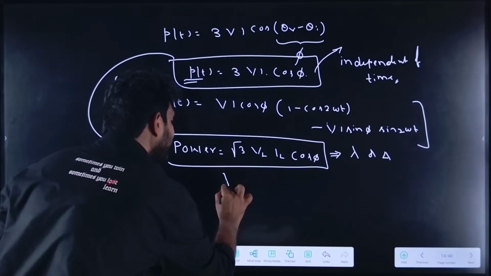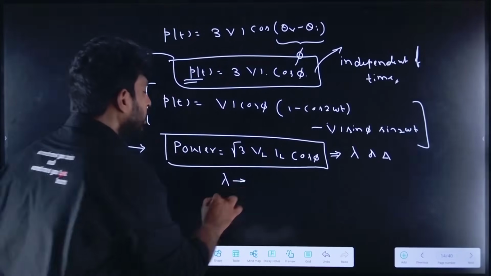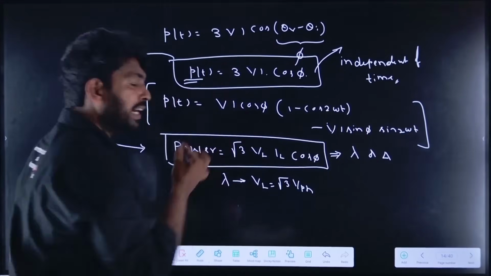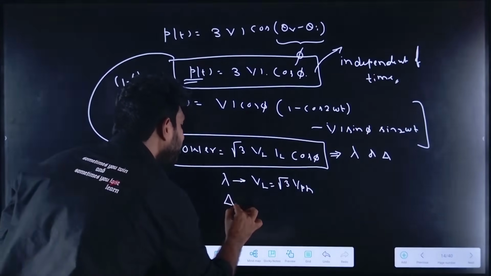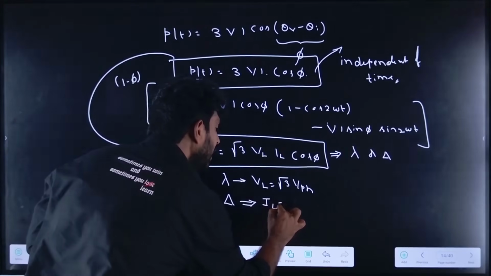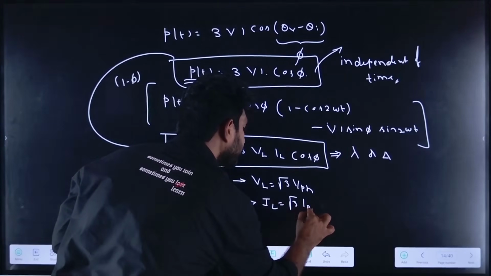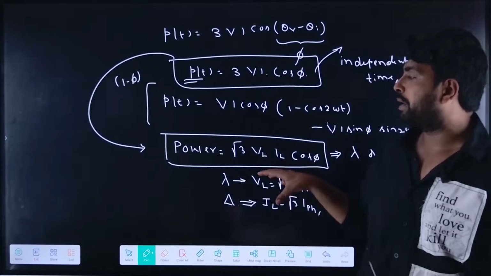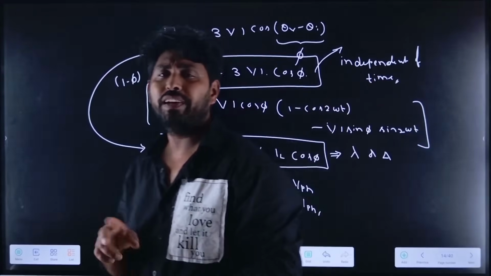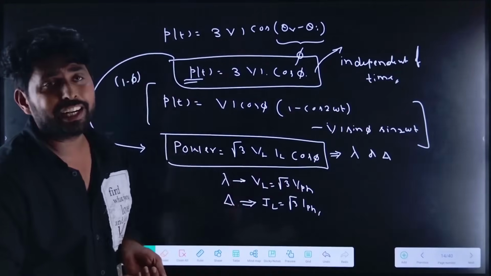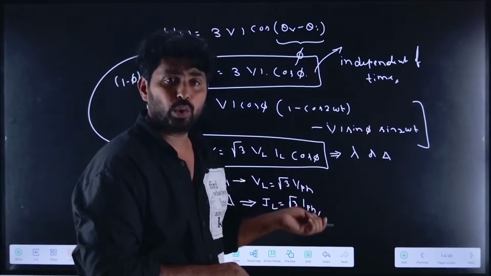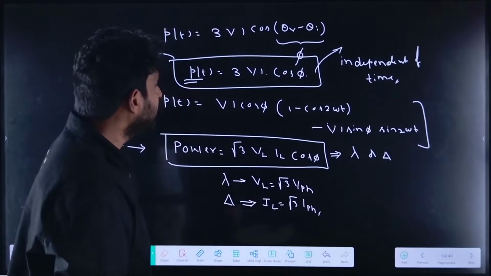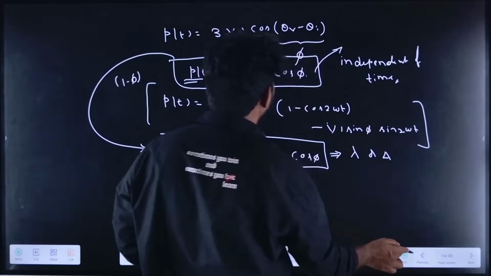But in case of star connected load, VL equals root 3 into V phase. In case of delta connected load, IL should be replaced with root 3 into I phase. So this is the generalized formula for star and delta connected load: root 3 into VL IL cos phi, where VL and IL are the line voltage and line current. If it is a star connected load, the line voltage is root 3 into V phase. If it is a delta connected load, the line current is root 3 into I phase.